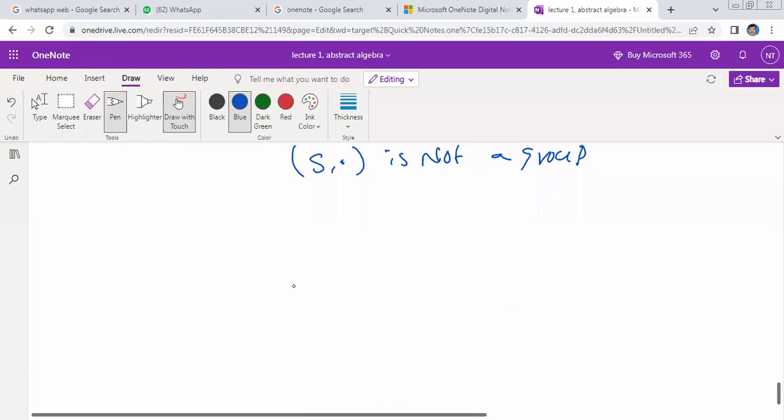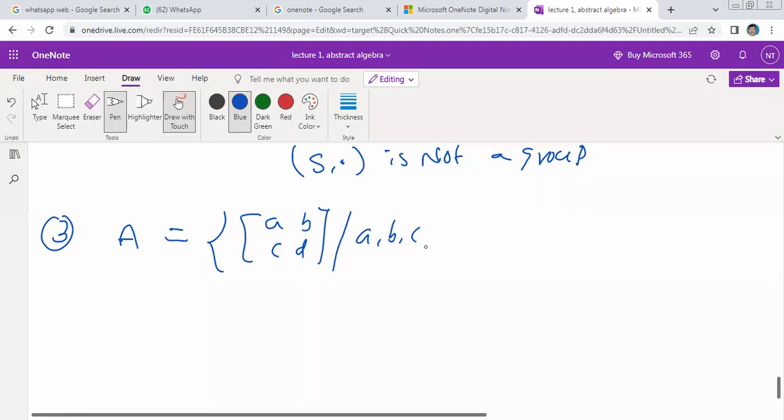Suppose one more example. I'm taking one matrix A. A is equal to my set of 2 by 2 matrices with entries A, B, C, D, such that these elements are real numbers. Is this a group under matrix addition?